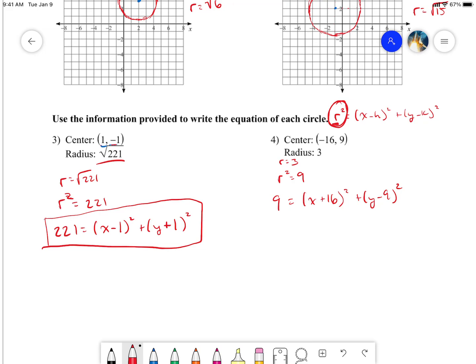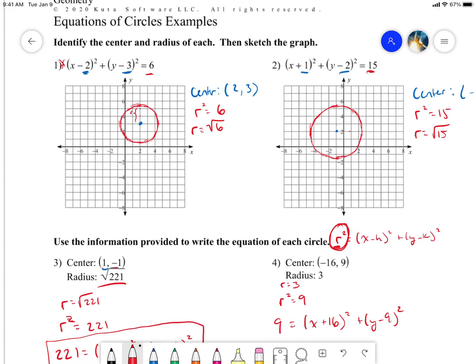And that's why when we were graphing these circles, even though it was 6 here, my radius was the square root of 6. Likewise, my radius was the square root of 15, but there was a 15 here. So we just have to make sure that we are careful. But great job.